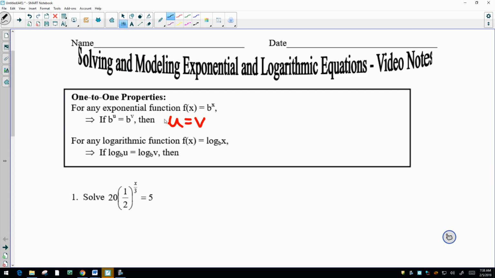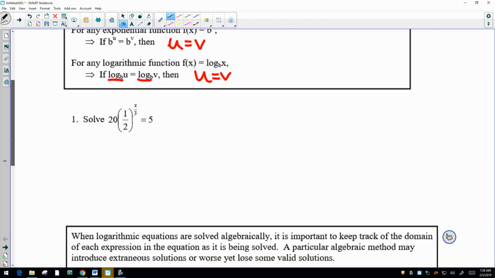Same thing is true for any log function. So if you have two log functions where they both have, again, that same base, then what I can do is set those numbers equal to each other and solve. So with those strategies in mind, let's take a look at number one.